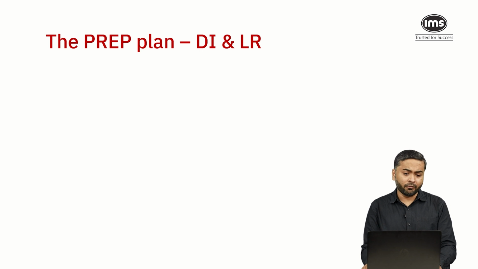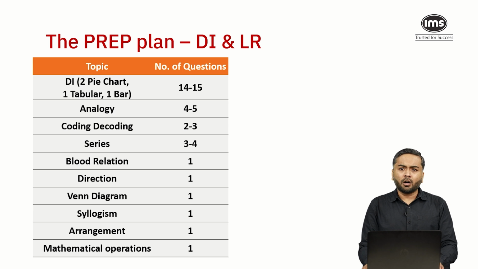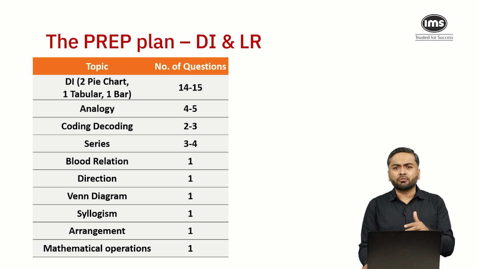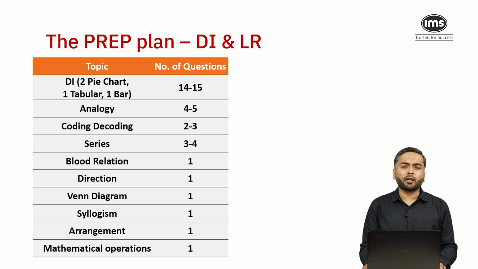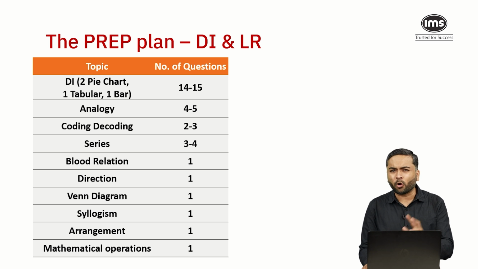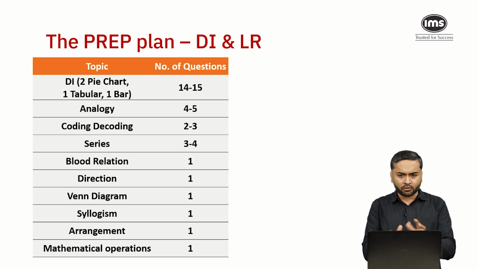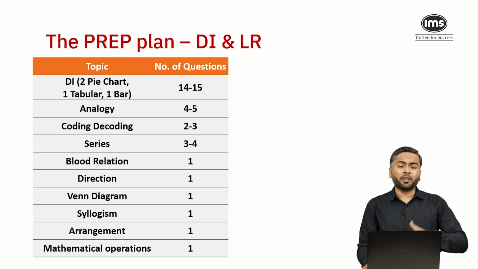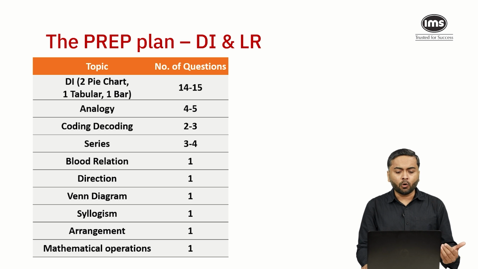And if we move to the next section, that is data interpretation and logical reasoning, in 2021, there was only one question on data interpretation. Last year, there were around 4 sets which had around 14-15 questions on data interpretation. So you can say almost approximately 45% of the section had DI. This was a major change as compared to 2021.